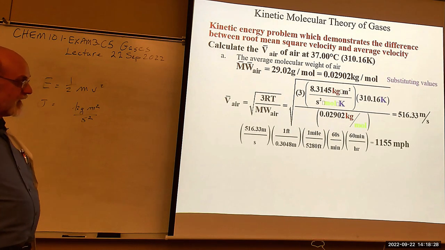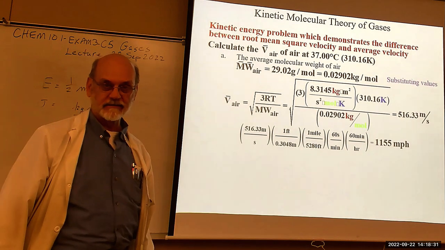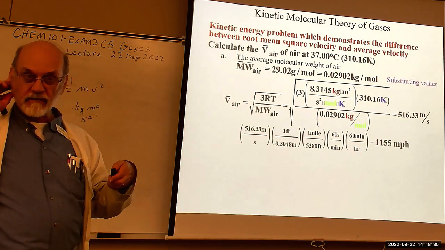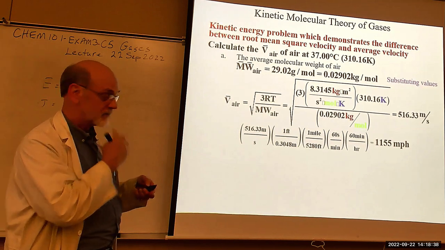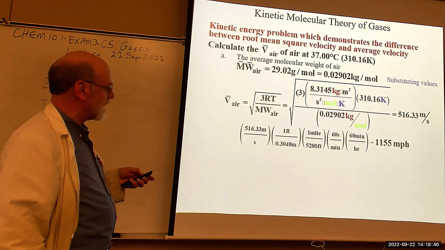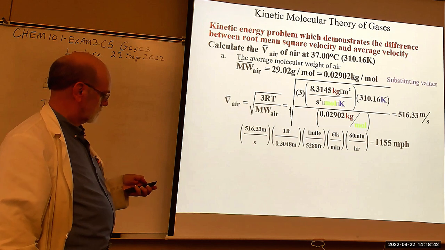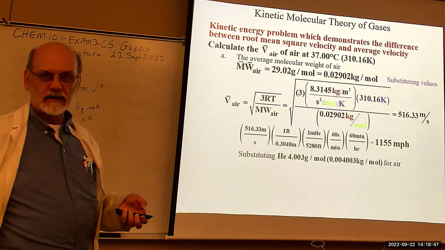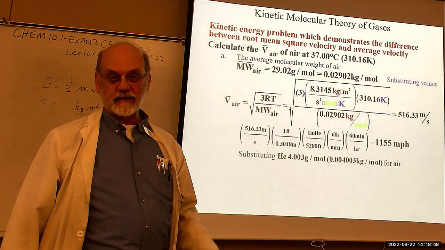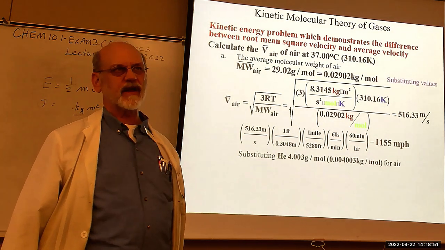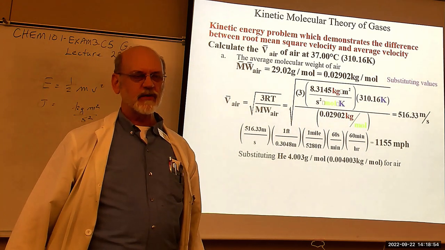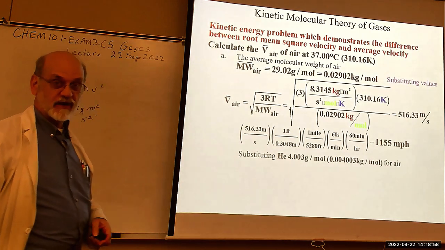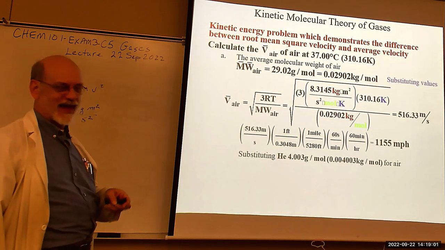All right, so 516 meters per second for air is the average velocity of each of the molecules in the air. Convert that to miles per hour. 1,155 miles per hour. That's greater than the speed of sound. Speed of sound, depending on where you are in the atmosphere, is in the neighborhood of 700 miles per hour. So these molecules are moving faster than the speed of sound.